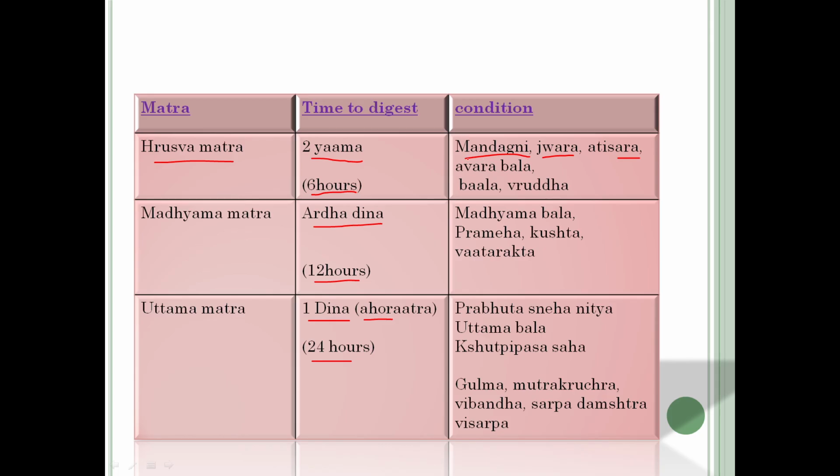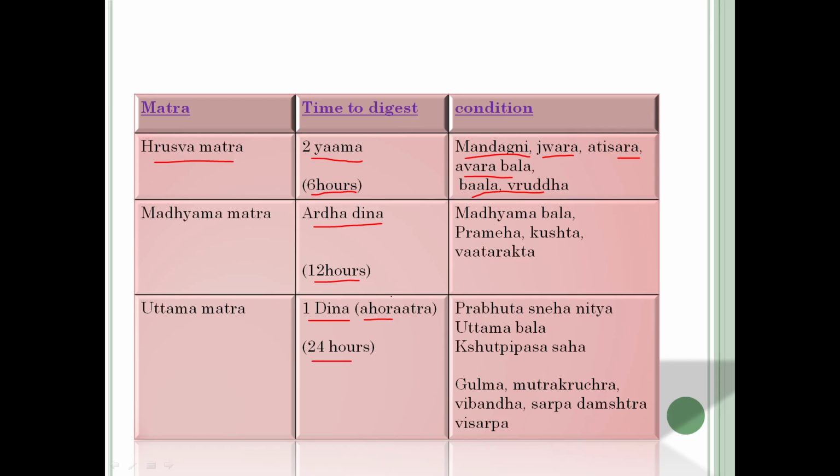And if the person has Mandagni, the person will have Avara Bala, that is, Bala of the person will be decreased. So in these conditions, you are going to give Risva Matra, that is very less Matra. And also in case of Bala and Vriddha, you will give Risva Matra. Why? Because the person, after taking the Sneha, till the Sneha gets digested, will not be allowed to take any other food. So the Bala and Vriddha cannot withstand their hunger. So you have to give Risva Matra in these conditions.